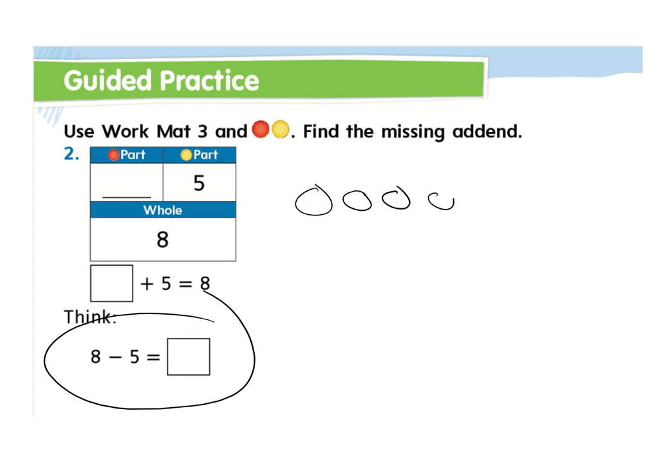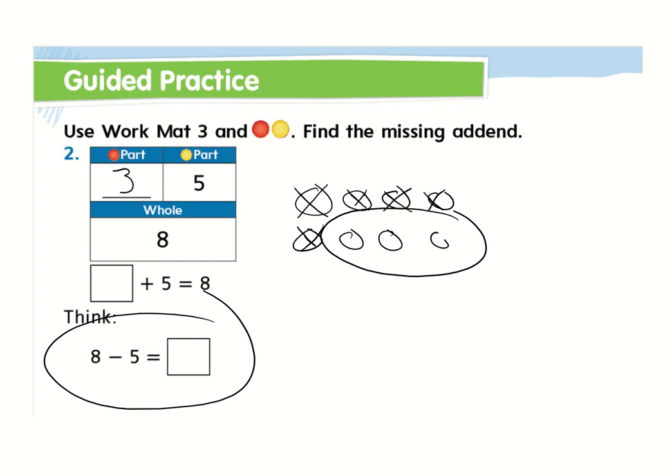So show me 8. 1, 2, 3, 4, 5, 6, 7, 8. Take away 5. 1, 2, 3, 4, and 5. Should be left with those 3 right there. So 3 goes in this part right there. So I know that 8 minus 5 equals 3. I also know that 3 plus 5 equals 8.